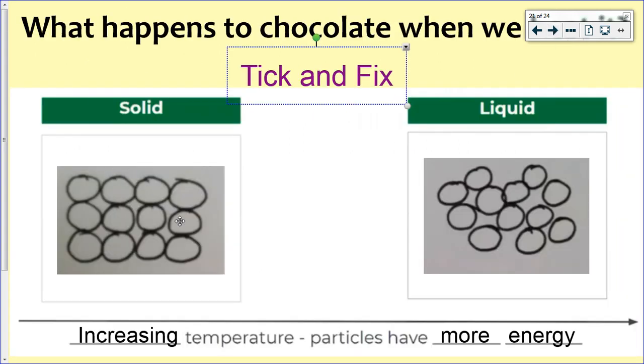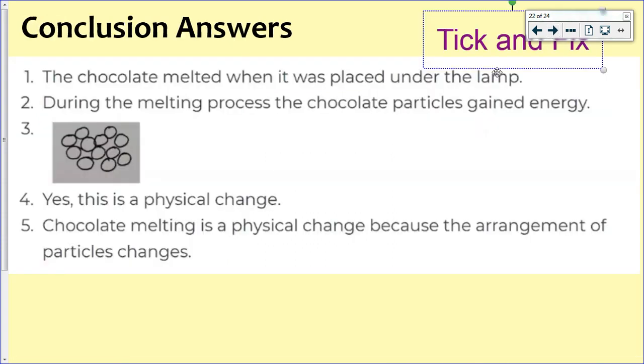So a solid particle looks like this, a liquid particle is a bit more free, and the increase in temperature means particles have more energy. And then finally, the chocolate melted when it was placed under the lamp, so it started as a solid and became a liquid. During the melting process, the chocolate particles gained energy. This is what it looked like at the end, as liquid particles.